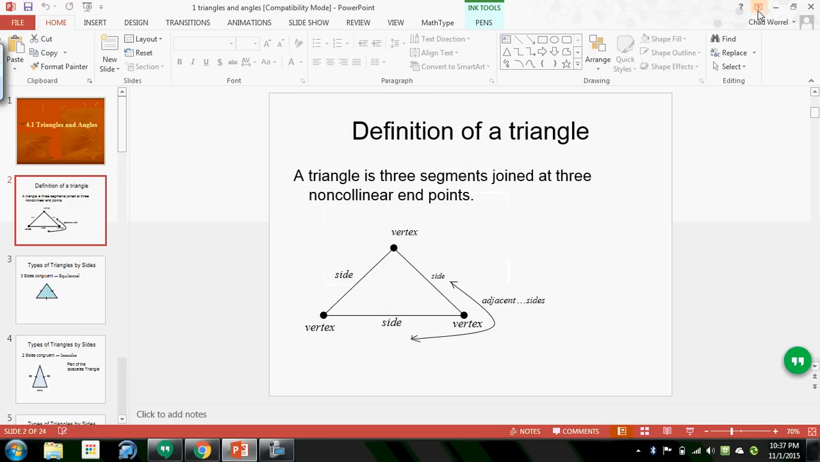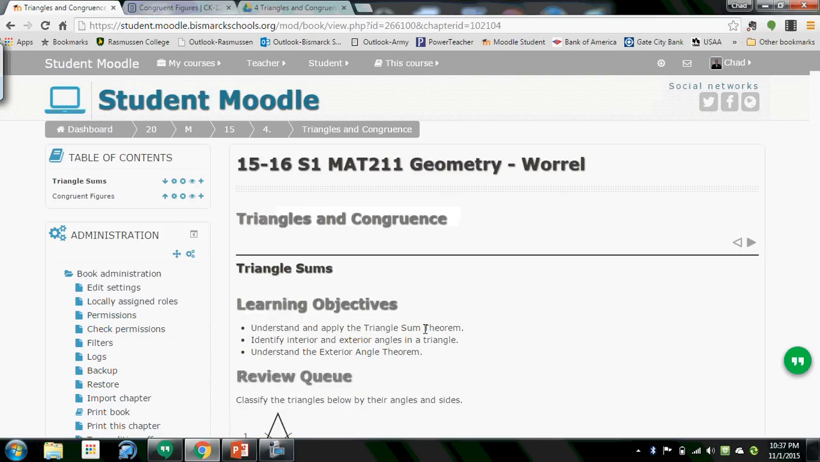All right. So like I said, by the end of this lesson, you should have an understanding of how to apply the triangle sum theorem. You should be able to identify interior and exterior angles in a triangle, and then you should be able to understand the exterior angle theorem.